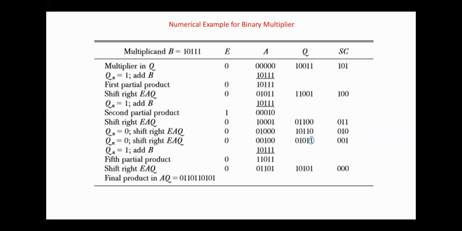The next bit in the multiplier now is 1. So we add B. This is the result, and we shift the contents of EAQ to the right by one position. So here we have the contents after the shift right operation. We decrement the sequence counter by 1, and since it is 0, we stop. And our product is in the AQ registers.